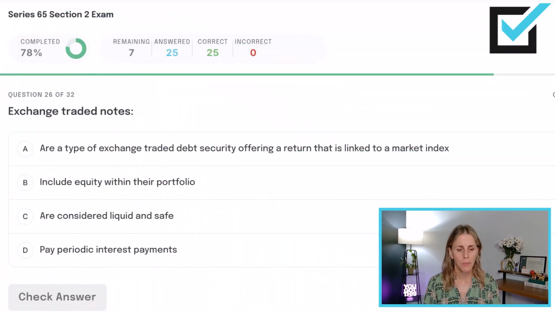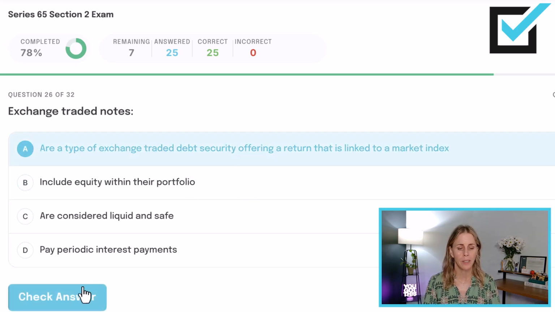Exchange-traded notes are a type of exchange-traded debt security offering a return that is linked to a market index, include equity within their portfolio, are considered liquid and safe, pay periodic interest payments. Exchange-traded notes are a type of exchange-traded debt security offering a return that is linked to a market index.